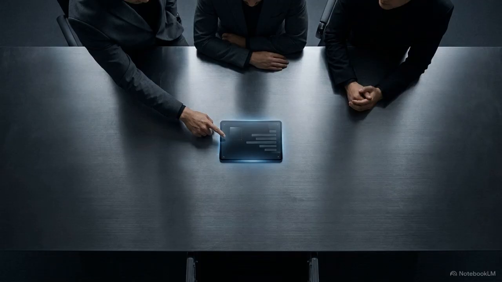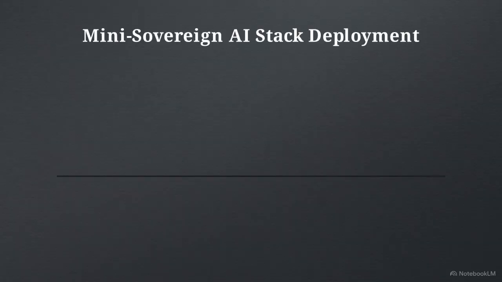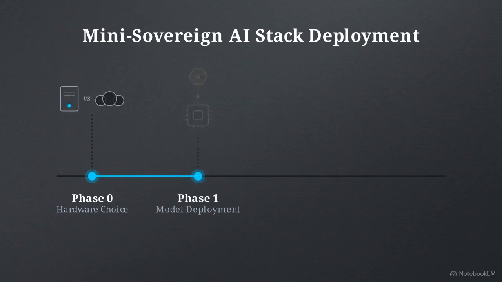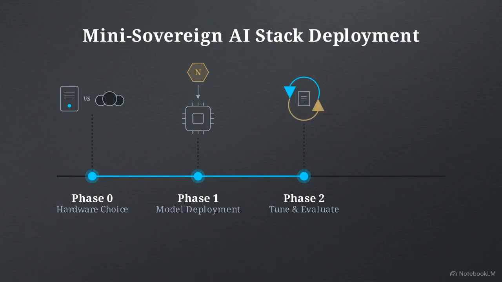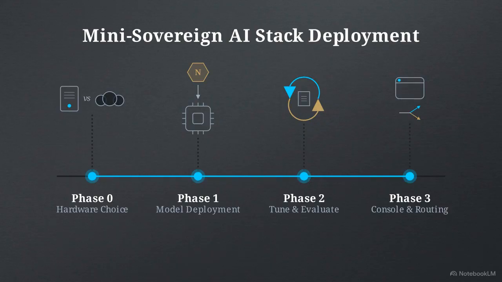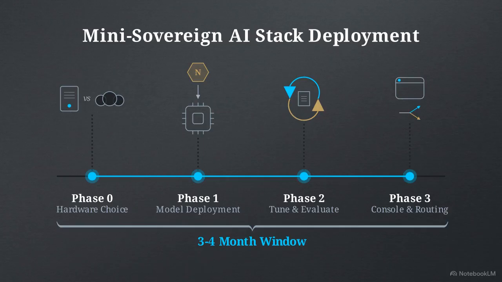Let's map it out. This timeline outlines a 4-phase deployment plan. We start with Phase 0, choosing between a local workstation and a cloud setup, followed by Phase 1, where we deploy that base Nematron model onto the GPU. Next, the team moves into Phase 2 to run the fine-tuning and evaluation loops. Finally, Phase 3 integrates the internal console and the routing logic. Start to finish, you are looking at a 3 to 4 month window with part-time engineering support.